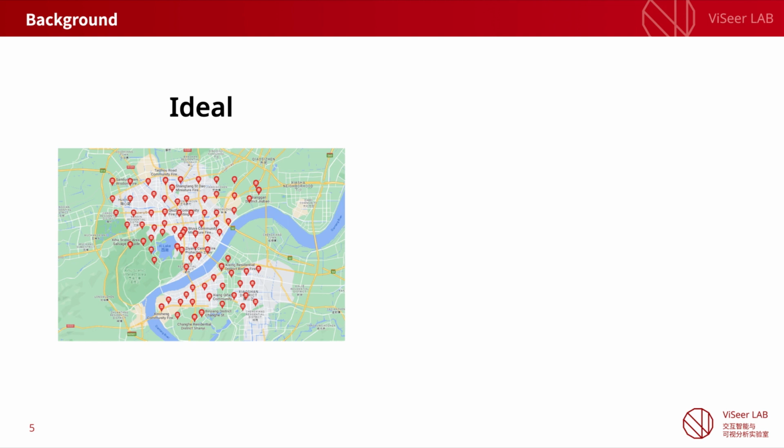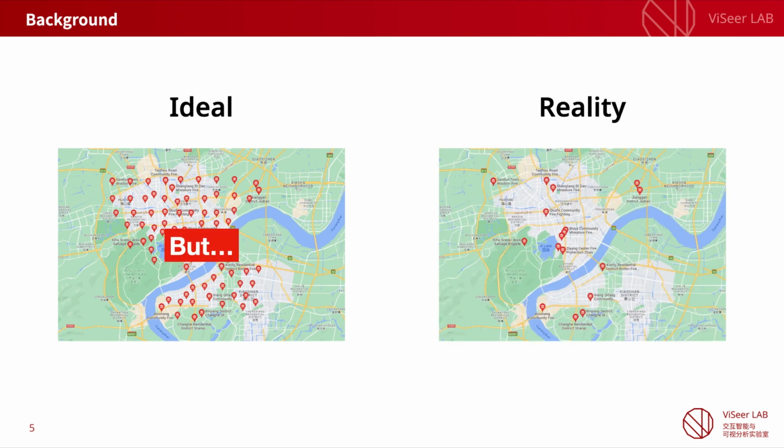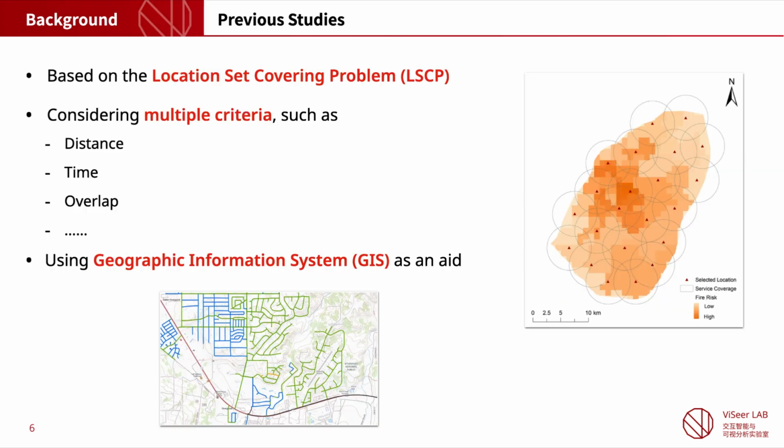For example, if there is a fire station every 1 kilometer, then I believe that any fire can be responded to very quickly. However, the reality is that firefighting resources are limited. Therefore, it is very important to evaluate and optimize the existing layout of fire stations. There are many previous studies on this.